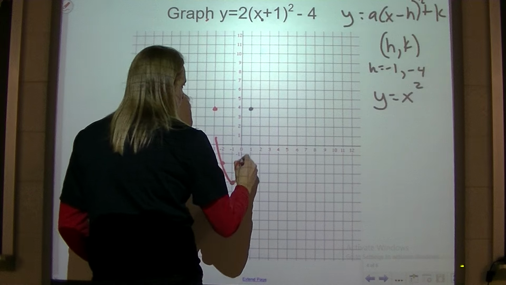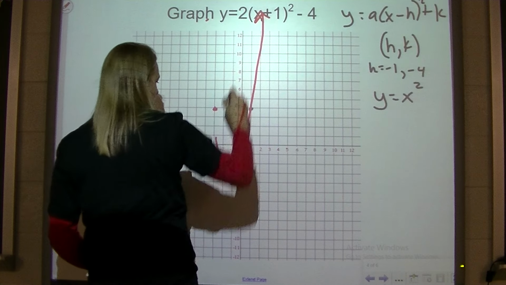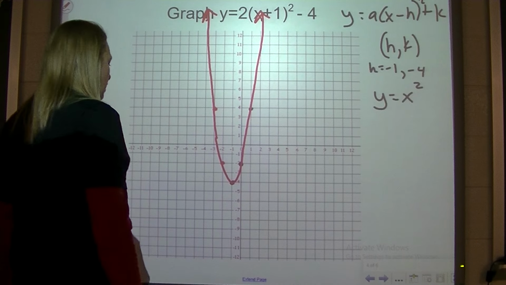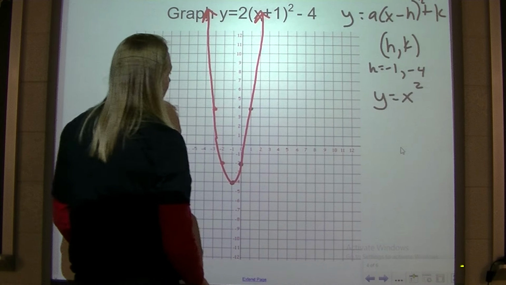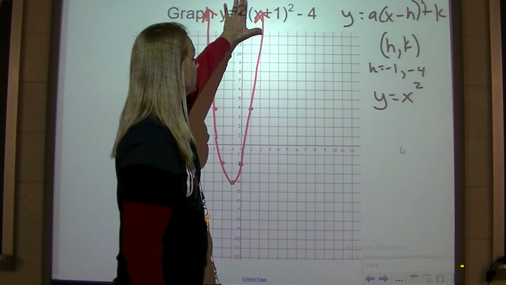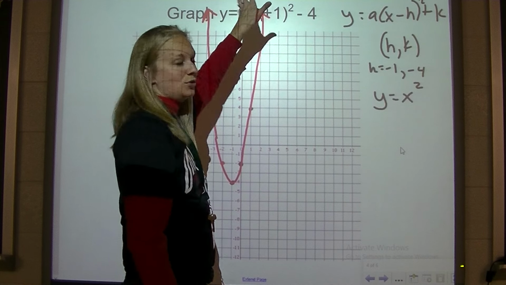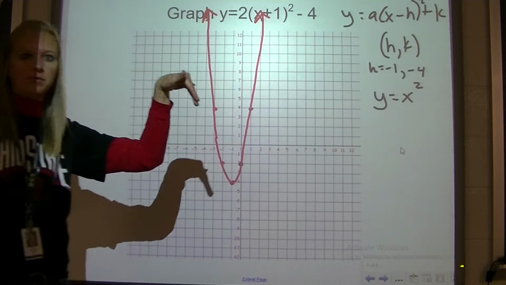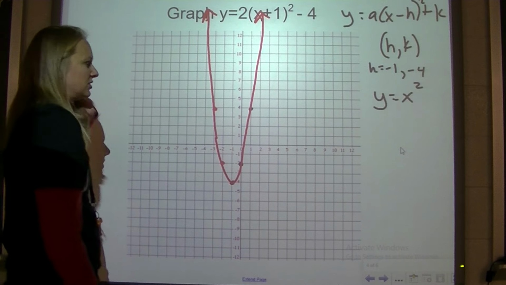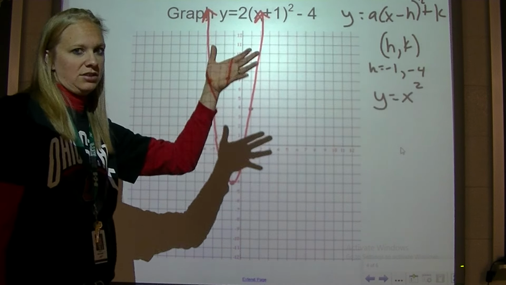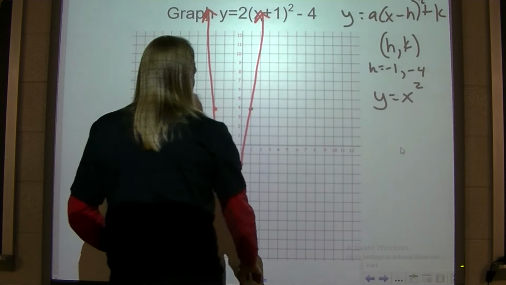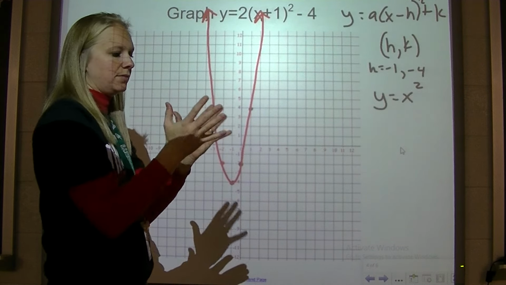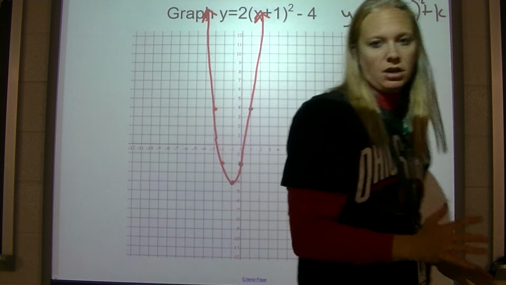And notice how it is more narrow than our parent function. Now if this 2 wasn't here, or if there wasn't a coefficient here, you could have used my theory of left 1, down 4 for every single one of your points. But because of that 2, you can't necessarily use that theory here, because that changes the stretch or shrink of the graph.